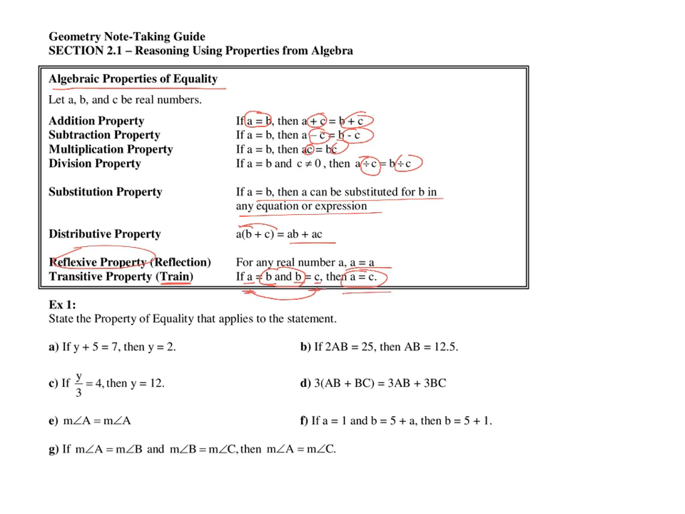All right, so now example 1, state the property of equality that applies to this statement. If y plus 5 equals 7, then y equals 2. Well, how would you get this? Well, you would subtract 5 from both sides, right? All right, what property would you be using? You'd be using the subtraction property.